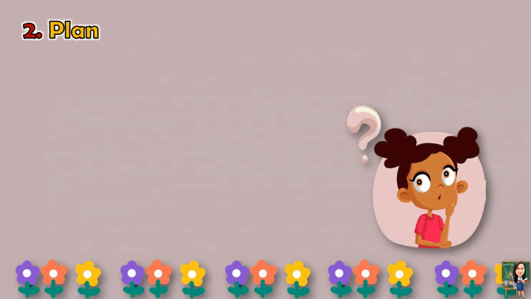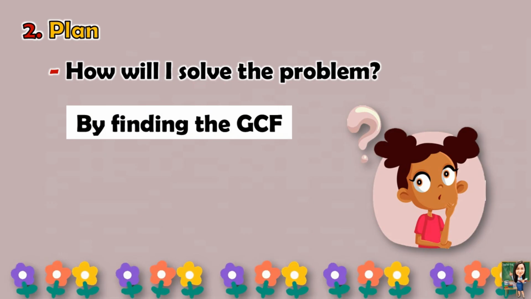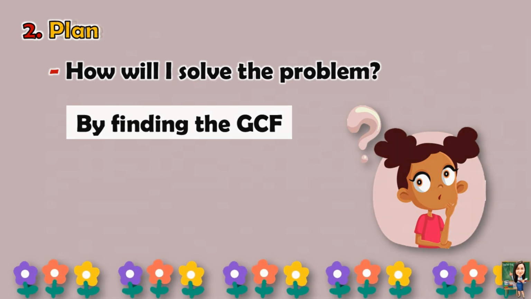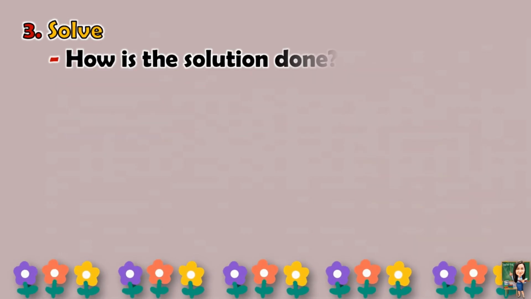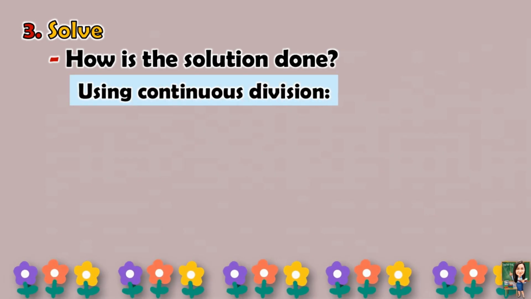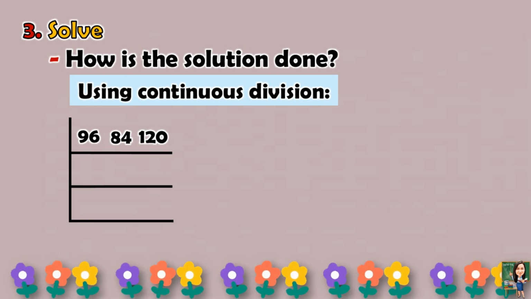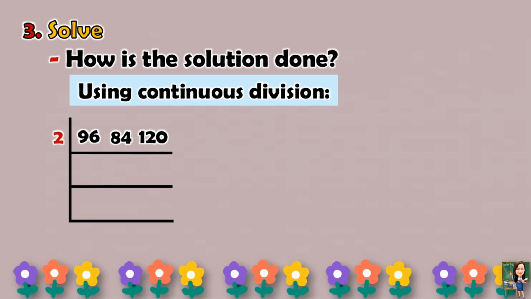Step 2, plan. How will I solve the problem? By finding the GCF. Step 3, solve. How is the solution done? Using continuous division. The given data are 96, 84, and 120. 96, 84, and 120 are divisible by 2.